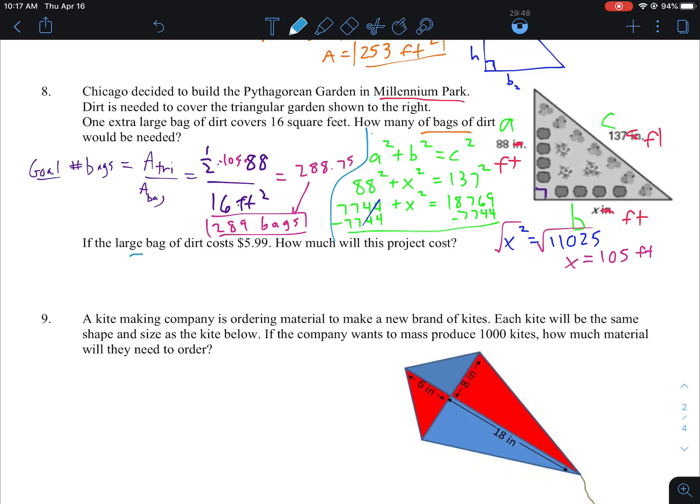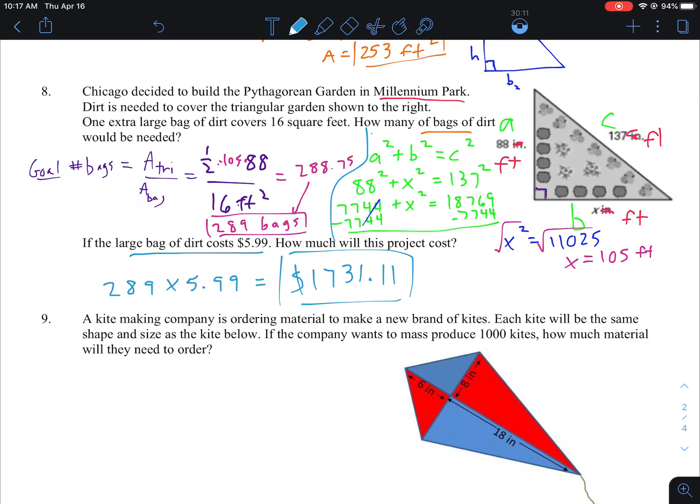Now this then follows up and says a bag of dirt costs $5.99. And you're always going to take that price times the number of bags you have. And this is money, so we're going to round to the nearest hundredth. That comes out to 1,731.11.